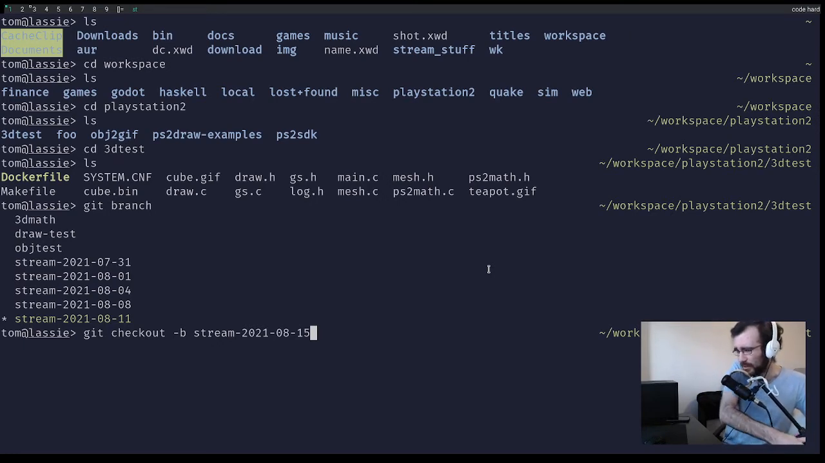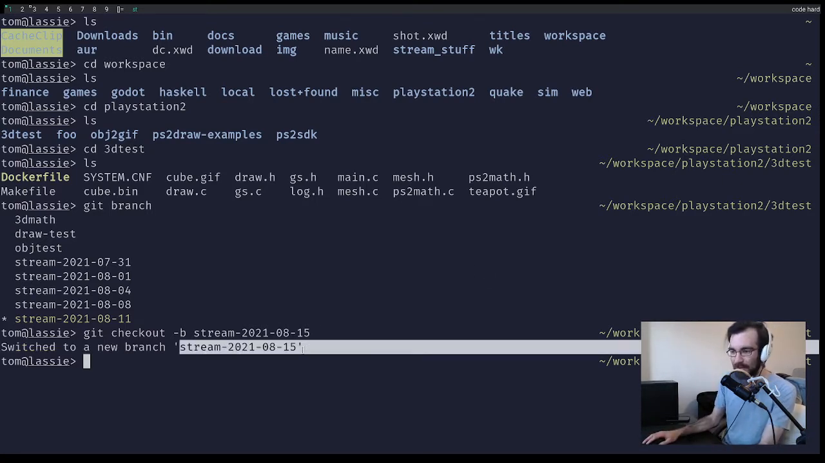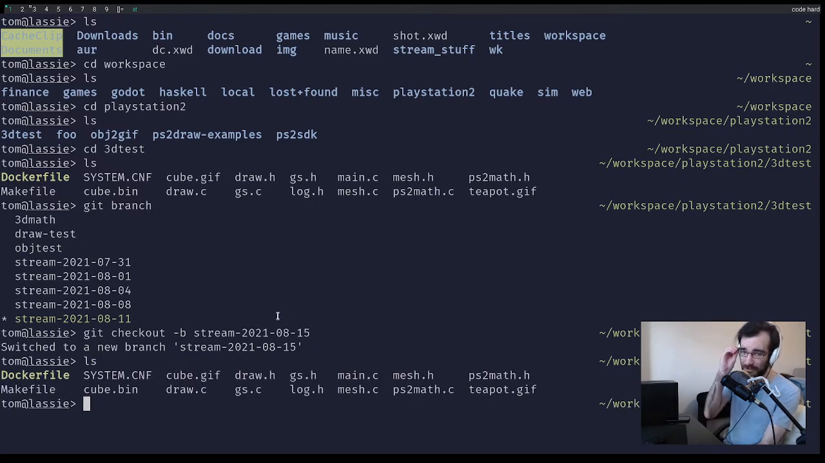Cool. So, new Git branch for a new stream. All of this code is on GitHub. You can follow along stream by stream. All these branches get pushed to github.com. If you're watching this on YouTube, the repository will be linked in the video description.